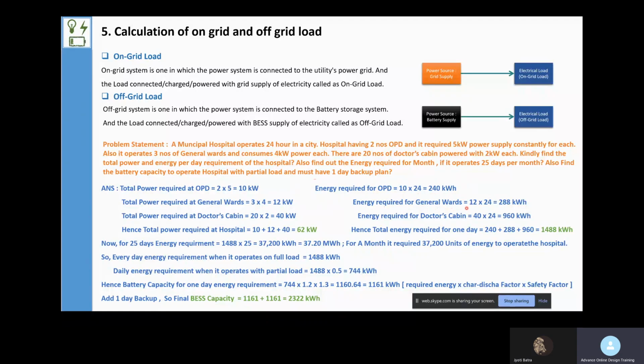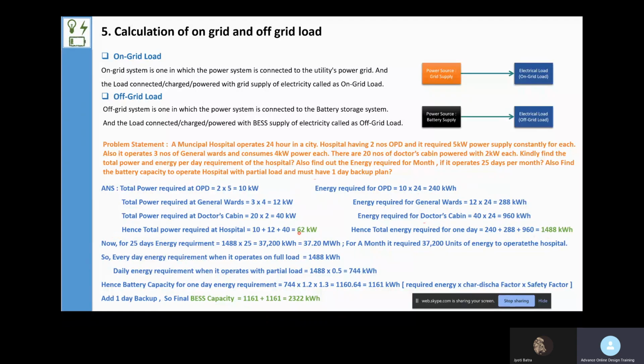Now, energy required for general wards, we can calculate 12 into 24, power into time, which is 288. Again, similar thing for doctor's cabin: power is 40 kilowatt, then 24, it's 960. Now, the sum of all together is the total energy required for the hospital. 240 plus 288 plus 960 is 1488 kWh. This is for the hospital, one day. This is my energy requirement for one day to run the hospital with all these facilities: three general wards, two OPDs, 20 doctor cabins, operating 24 hours continuously. So it's a continuous duty.